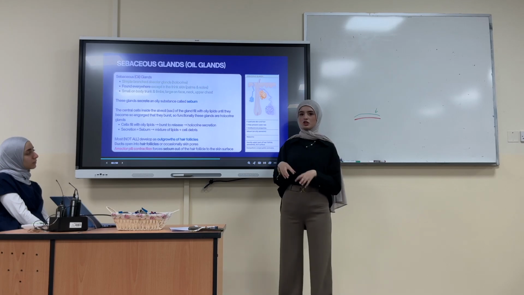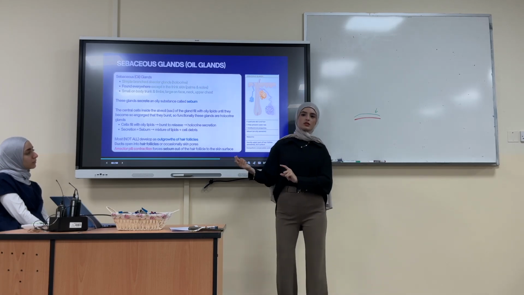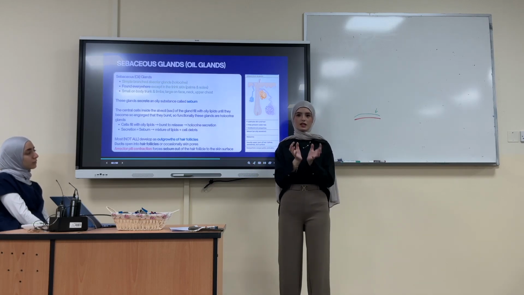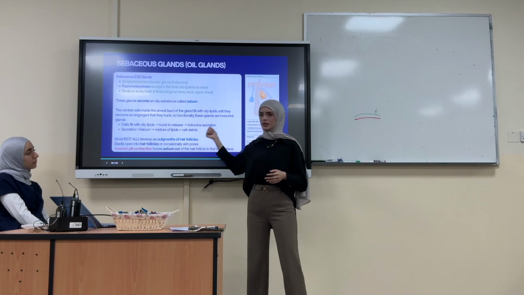What is the secretion made of? Sebum. What is sebum made of? Lipids and cell debris. Because we said the cell has oily lipids and then it will burst, and what goes with the oily lipids? The dead cells. So it's a mixture of lipids and cell debris.